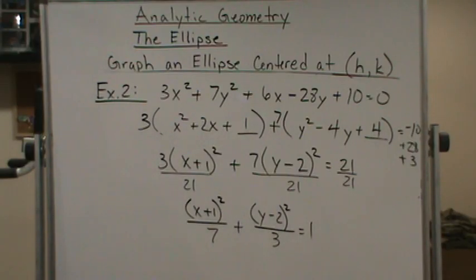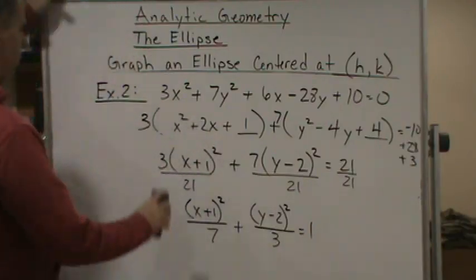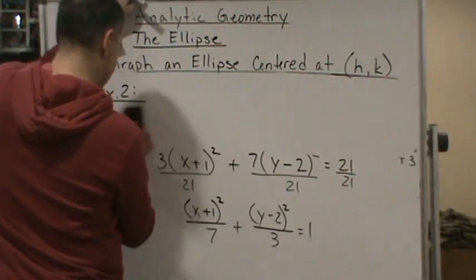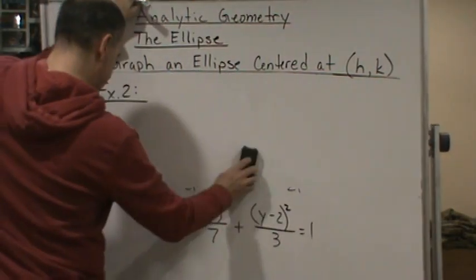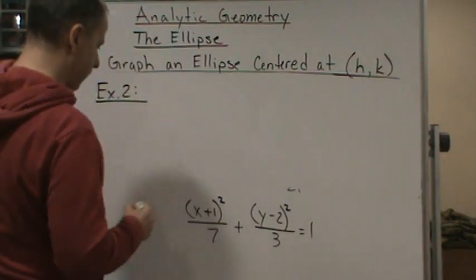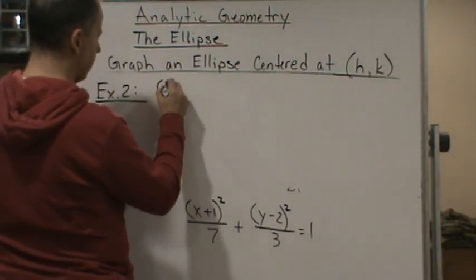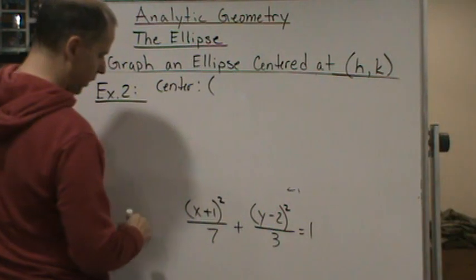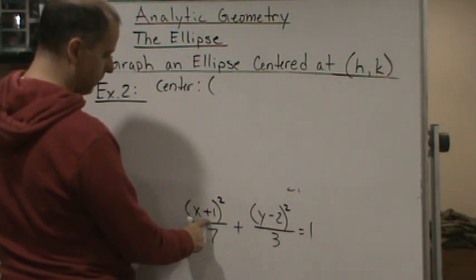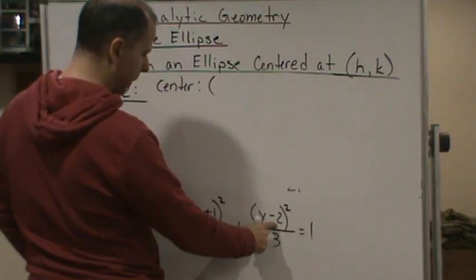Okay, so I've got my equation in standard form. And so now let's describe, let's specify the different parts, right? So now where is the center? Okay, so let's write it out. So center is going to be at what? Negative 1, because this is positive. So it's negative 1, comma 2.